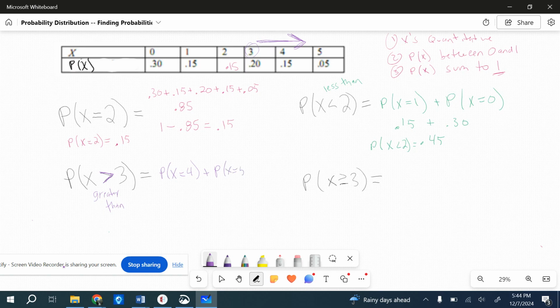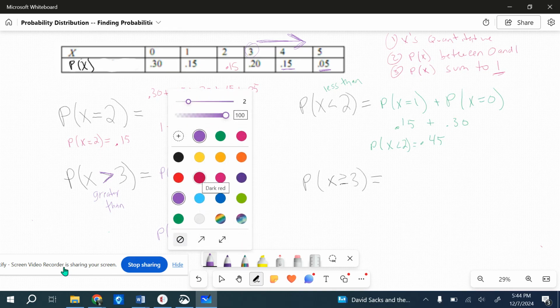All right, so the numbers that are greater than 3 are the x equals 4 and the x equals 5. So then I figure out, well, the probability that x was 4 is 0.15. The probability that x is 5 is 0.05. Add them together, and I get 0.20. So I've got the probability that x is greater than 3 equals 0.20.